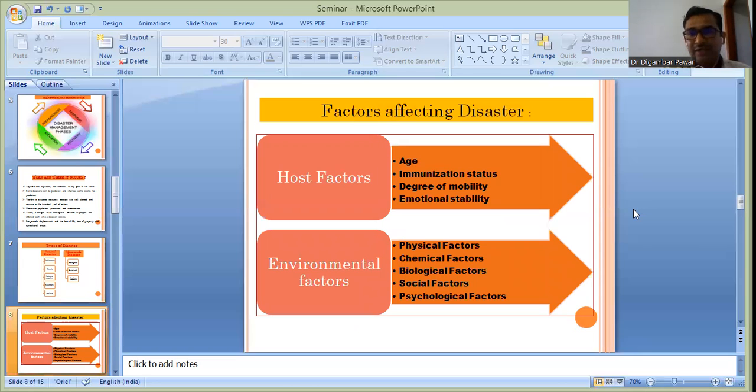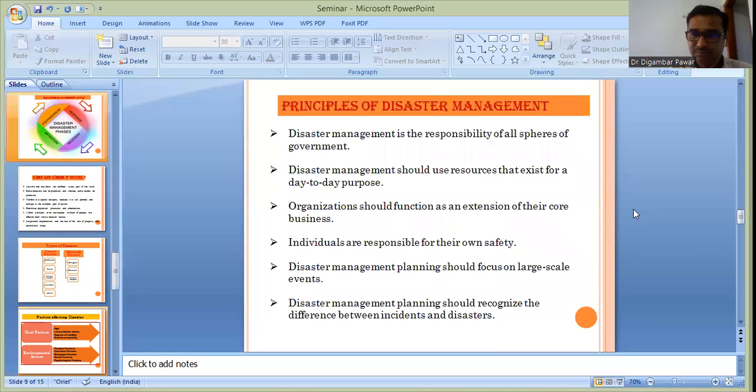Factors affecting disasters: there are mostly 2 factors affecting disasters, host factors and environmental factors. In host factors, age, immunization status, degree of mobility, and emotional stability affect the disaster. In environmental factors, physical, chemical, biological, social, and psychological factors affect disaster.